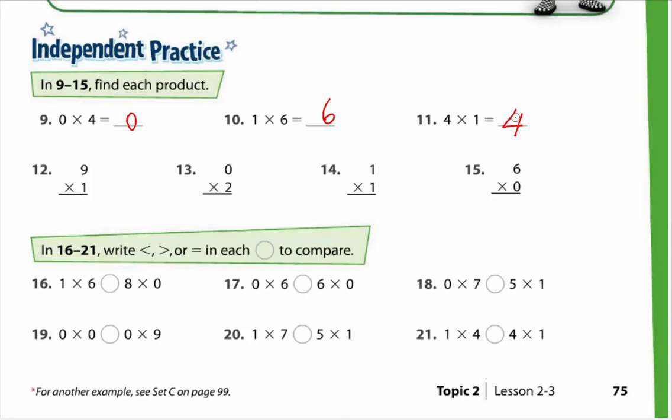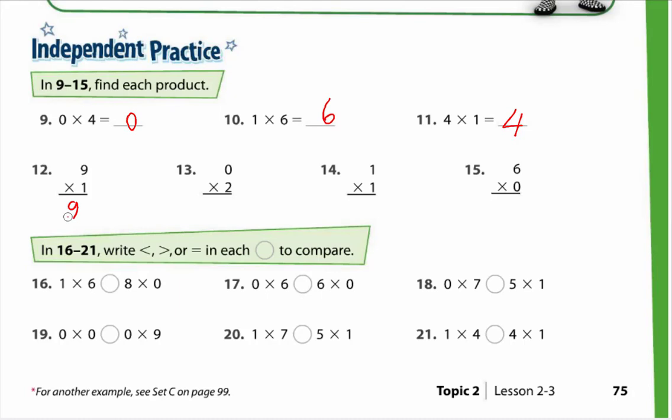Faris? Yes, teacher. Yes, go ahead. 9 times 1? 9. Great. Thank you. Mute your mic again. Everyone mute your mics.